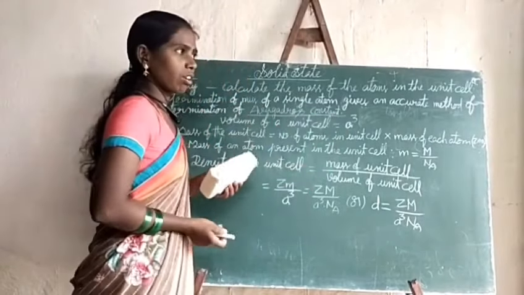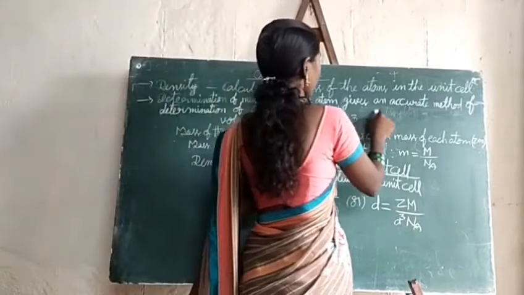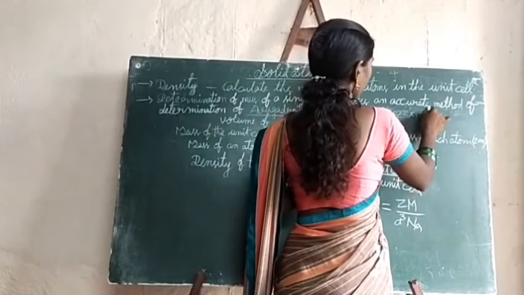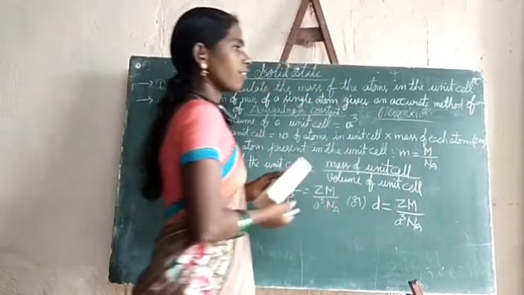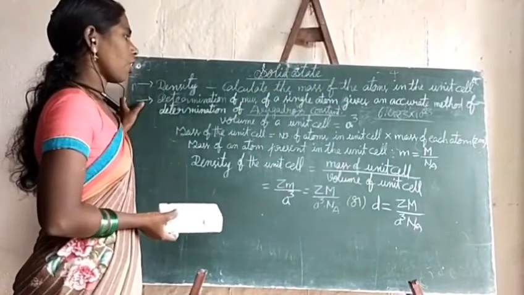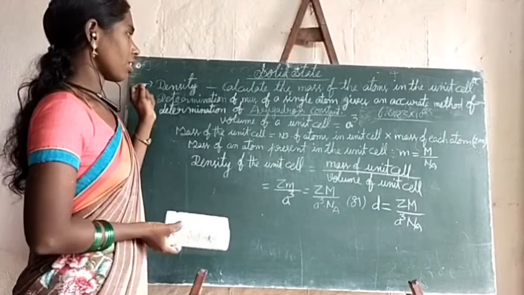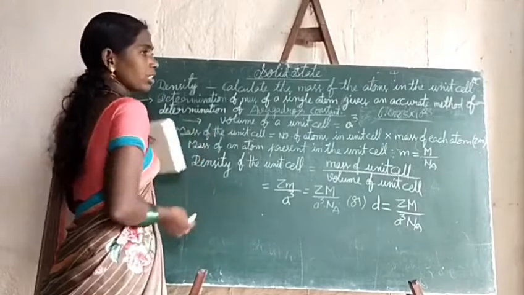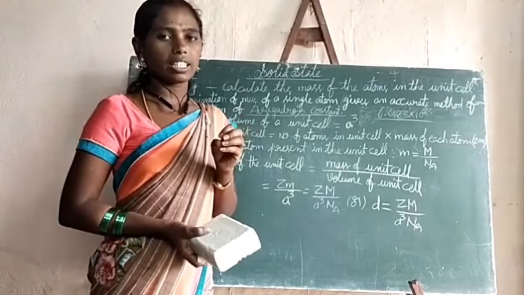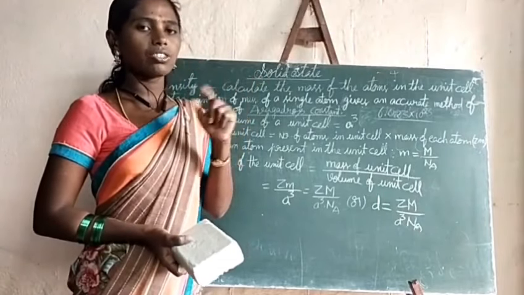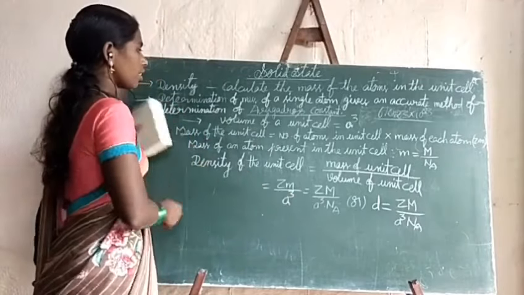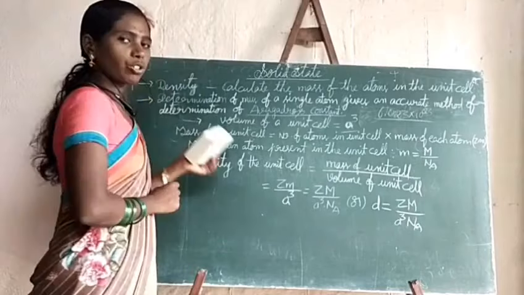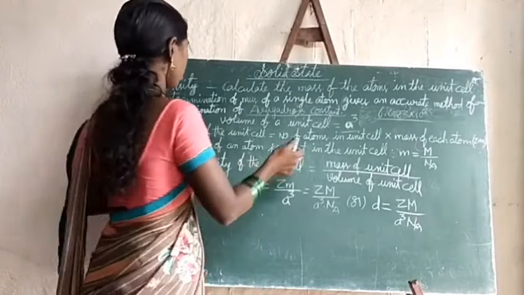What is this Avogadro's constant? 1 mole of every substance will have 6.023 into 10 to the power 23 atoms. This is nothing but Avogadro's number. So, by using this, we can find out the mass of a single atom. And if, by using X-ray diffraction, we calculate the edge length of a cube as A, then the volume of a unit cell will be A cube. The side of a cube is A, then the volume will be A cube.